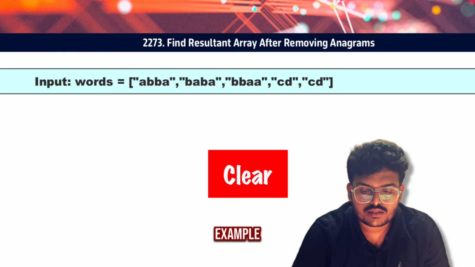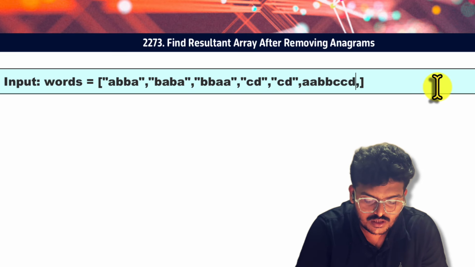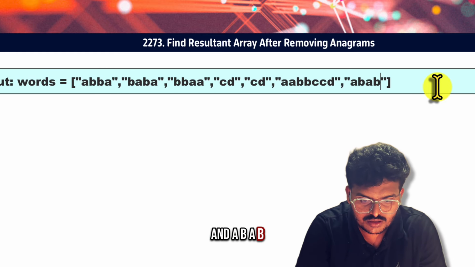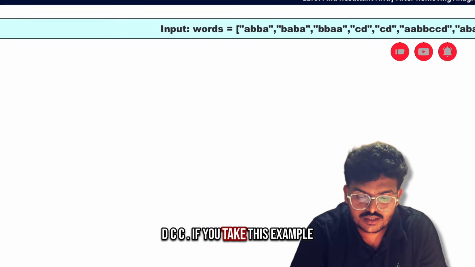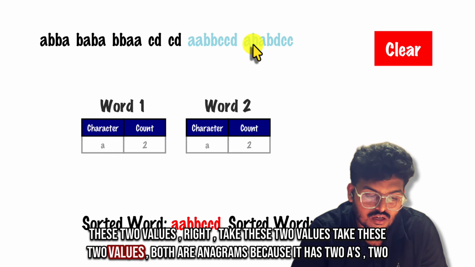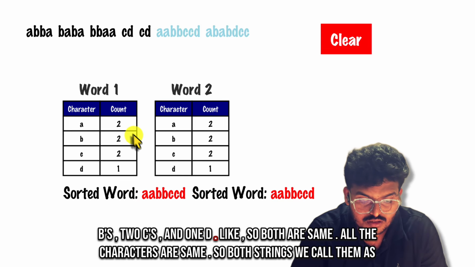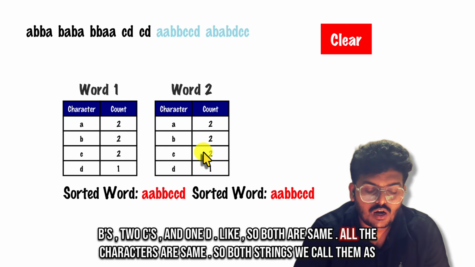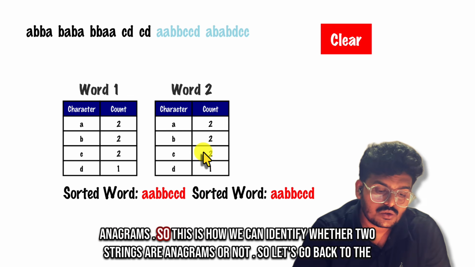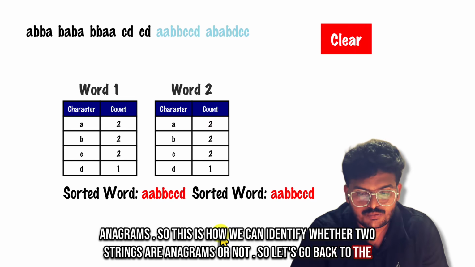If you take one more example, A, B, B, C, C, D, let's make it in quotations as the input, and A, B, A, B, D, C, C. If you take these two values, both are anagrams because it has two A's, two B's, two C's, and one D. Like so, both are the same. All the characters are the same. So both strings we call them anagrams. So this is how we can identify whether two strings are anagrams or not. So let's go back to the problem now.